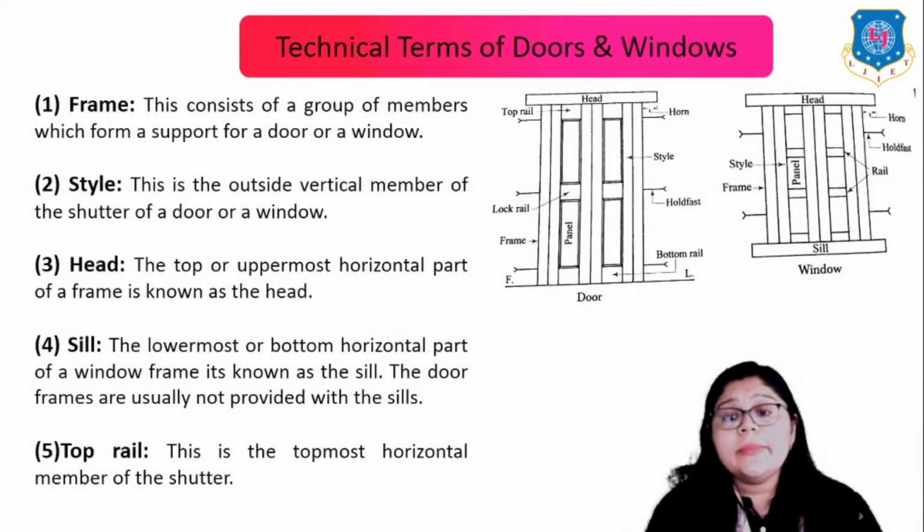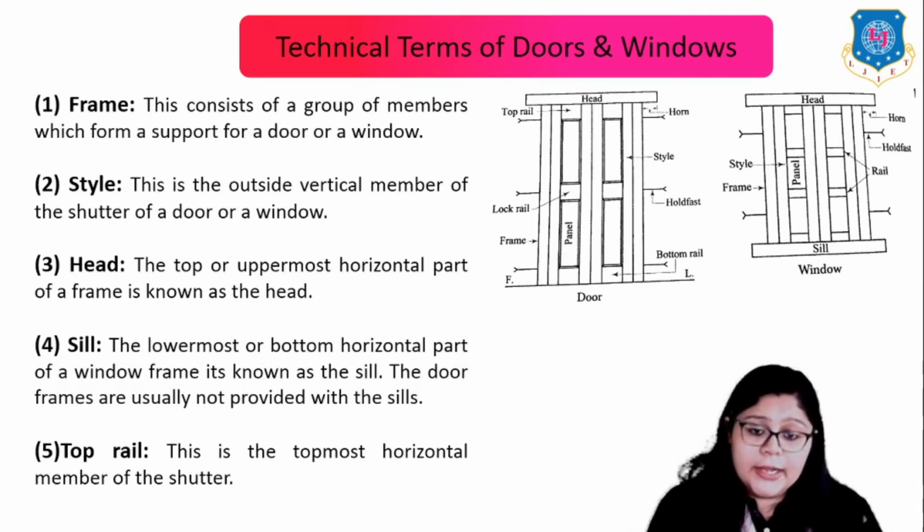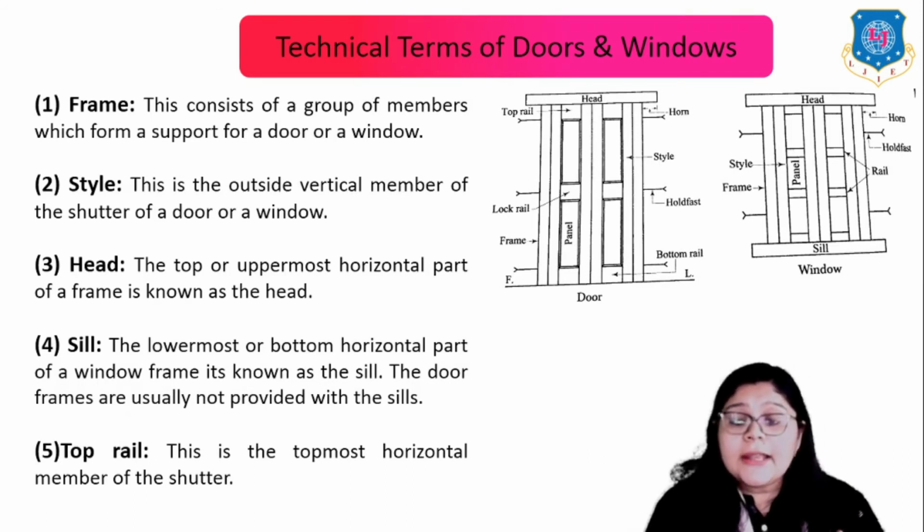So here the first term is frame, which consists of a group of members which form a support for a door or window. You can see in this picture. Second is the stile. This is the outside vertical member of the shutter of a door or a window, right, as shown in this figure. Next is the head. The top or uppermost horizontal part of a frame is known as the head, while the lowermost or bottom horizontal part of a window frame is known as the sill. So door frames are usually not provided with sills.